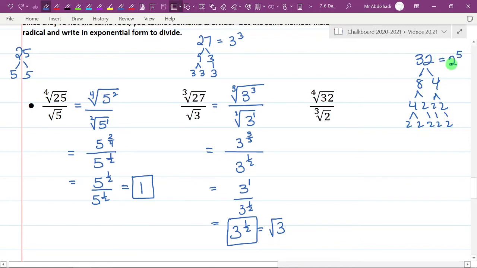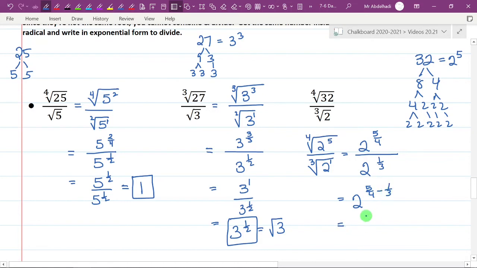See, 5 2's. So this becomes the 4th root of 2 to the 5th power over the 3rd root of 2 to the 1st power. Write them as fraction powers, rational exponents. This becomes 2 to the 5/4, and this is 2 to the 1/3. And as we did on our recent problem, we just subtract the powers. So what is 2 to the 5/4 minus 1/3?